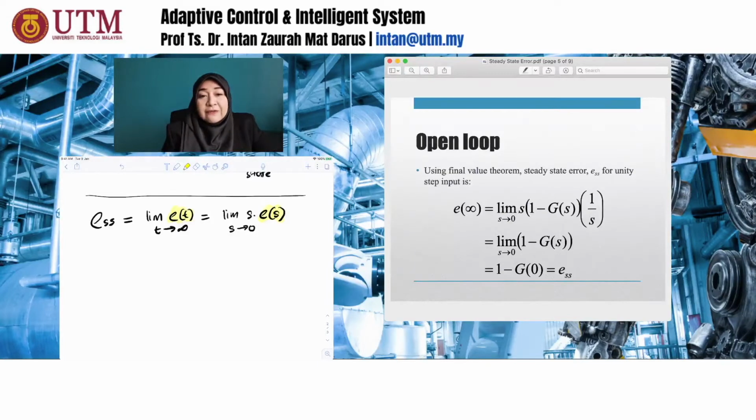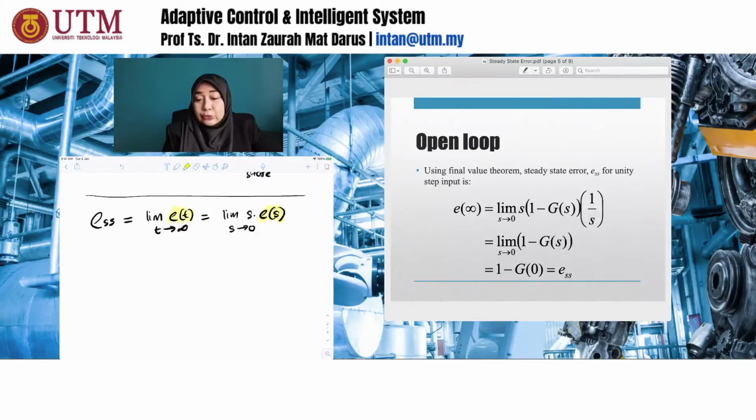Right, so if I want to use open loop, I'll just apply the value of 1 minus G with input of R. Okay, in this case, let's say input R is 1 over s, so I'll just put 1 over s here. Okay, and then I need to limit s to 0. Then I will get my steady state error.